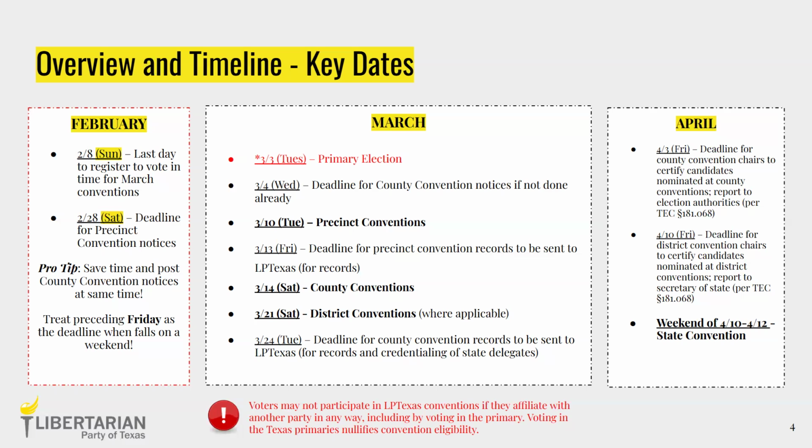So again, the primary election is here in red. We need to be telling our delegates now, do not vote in that primary. As I think most on the call are aware, if you vote in a Republican or Democrat primary, you are ineligible to participate in LP Texas conventions. That's not our rule, that is Texas Election Code. You cannot participate in a primary and then also participate in the conventions of a convention party. So please send an email, put it on your socials, and do whatever you've got to do to make sure your potential delegates in your county know that they cannot vote in that primary and then be eligible to be a delegate in our conventions.